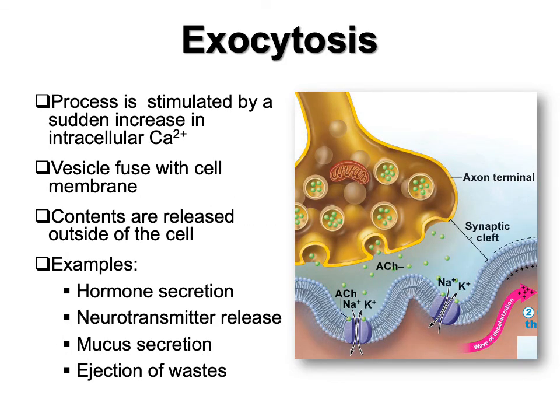Exocytosis is the process of active transport that begins with a sudden increase in intracellular calcium. This is a very involved process that we will discuss when we cover synapses in this course. This increase in intracellular calcium will stimulate the vesicles to fuse with the cell membrane and release its contents outside of the cell. Some of the substances released by exocytosis are hormones, neurotransmitters, mucus, and waste products. And we'll be mostly focusing on neurotransmitters.